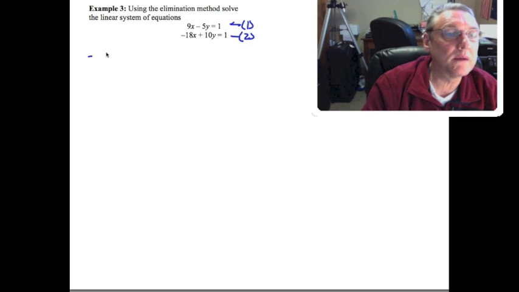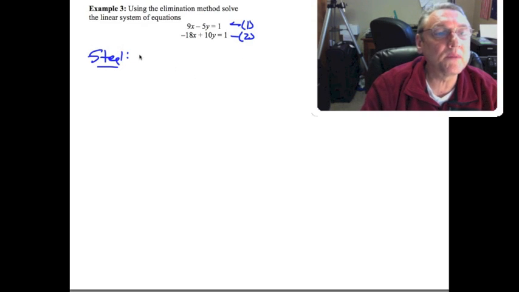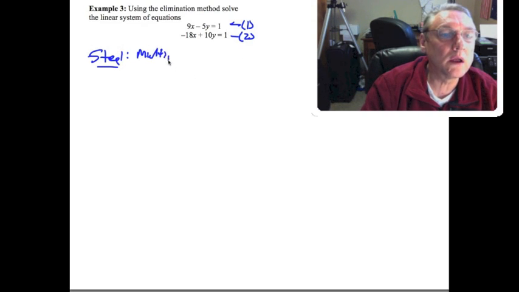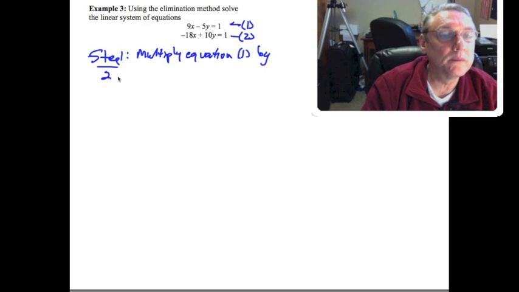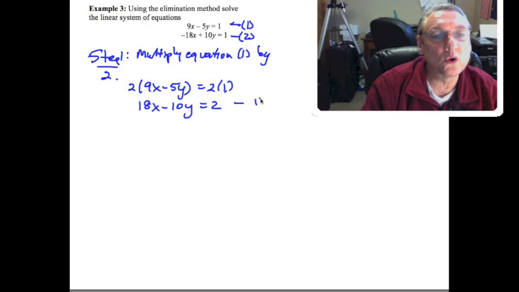Alright, so step 1. I'm going to multiply equation 1 by 2, with the objective of actually adding it to equation 2. So our new equation is going to be 2 times 9x minus 5y equals 2 times 1. So I'm going to get 18x minus 10y equals 2. So this is our new equation 3.